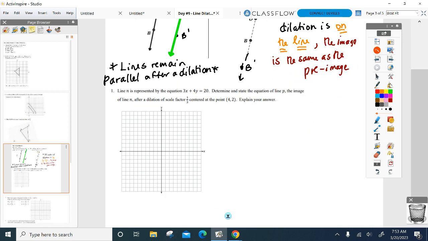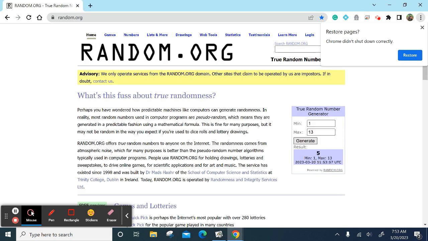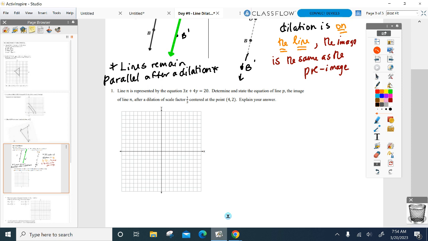All right, take a look at one. Let's do this. We're going to take 3x plus 4y equals 20. We're going to dilate it by 1/3. So in your mind right now, points getting closer or further away? 1/3, closer or further away? Closer. 4, 2. That's my center of dilation. So we're going to take 3x plus 4y equals 20, take its points and move them closer to 4, 2.